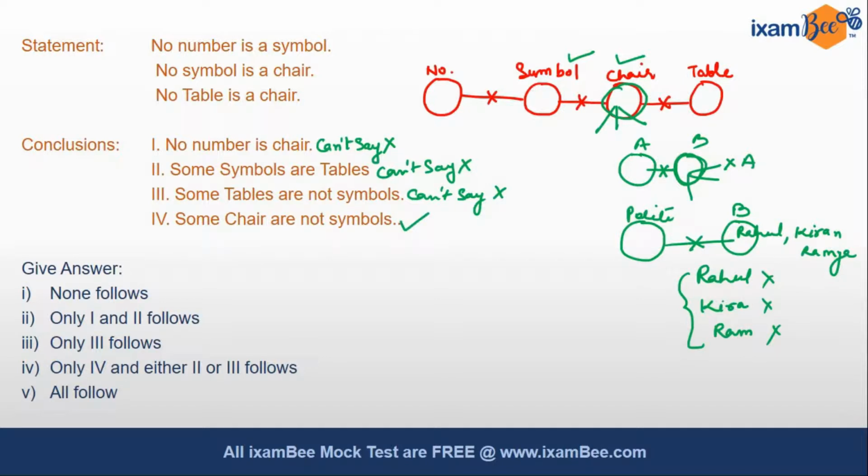Now friends, whenever there is a case of can't say, we have to check for a complementary pair. The first condition for a complementary pair is that both conclusions should come under can't say. As we see, the first, second and third are under can't say. The second condition is that the elements present in the conclusions should be the same. If you see, 2 and 3 have the same elements, symbols and tables, but the first one has different elements, that is number and chair. So this will not come under the complementary pair. We have to check only 2 and 3 now.